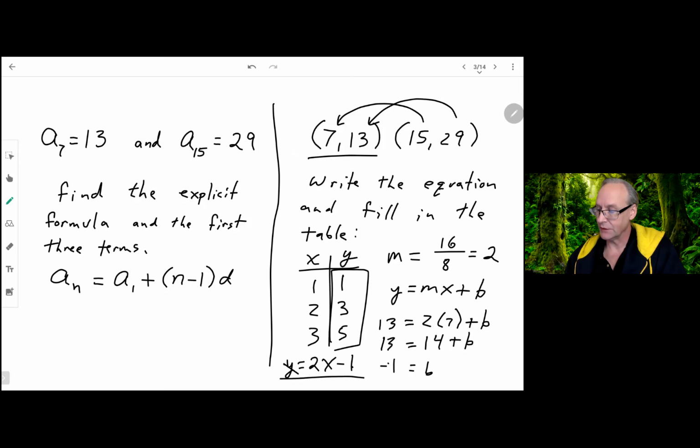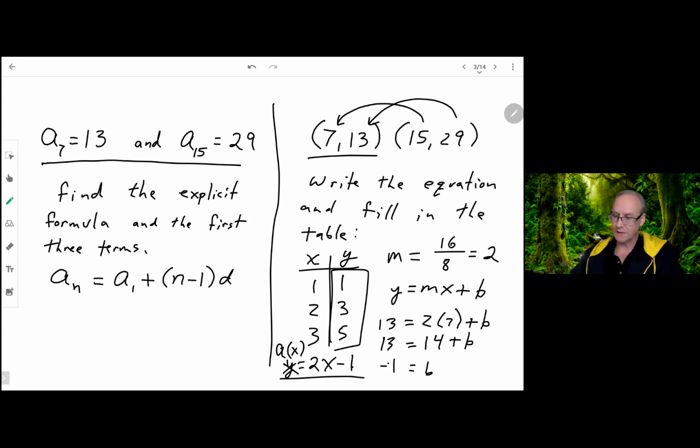Here's my sequence. I'm going to call this a of x so that it looks like a sequence. I have no idea why anyone would choose to do this as a completely new topic. And so I'm going to leave it at that. I hope you can see that this is a much more effective procedure to follow. I already have my formula. If you want to write it like this, more power to you. This is going to be 2x minus 1, which is 2n minus 1, isn't it?